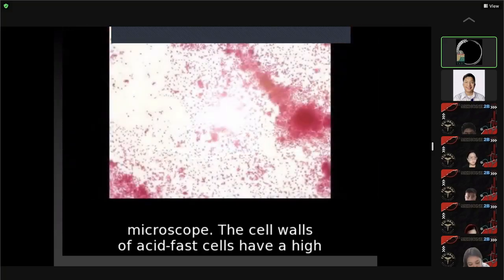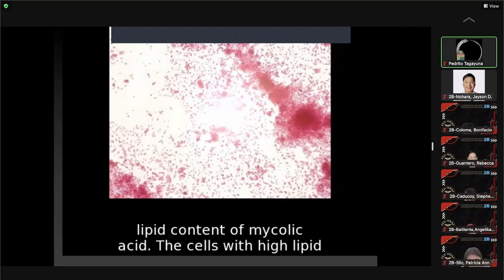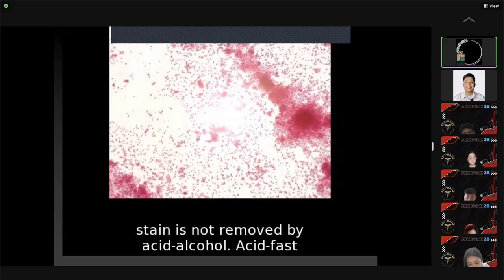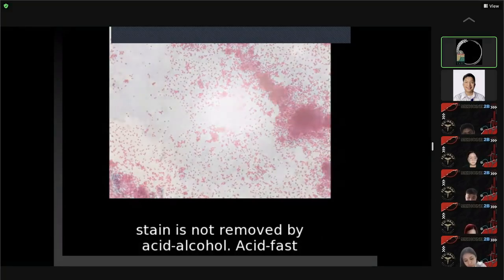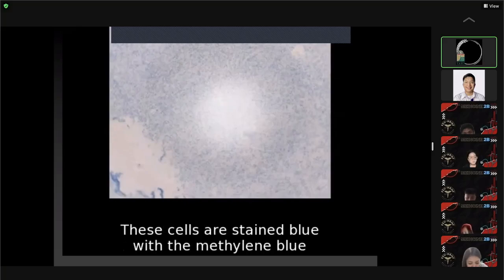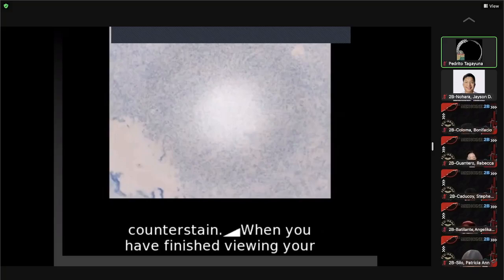The cell walls of acid-fast cells have a high lipid content of mycolic acid. The cells with high lipid content were stained red with carbolfuchsin, and the stain is not removed by acid alcohol. Acid-fast negative cells are decolorized by acid alcohol. These cells are stained blue with the methylene blue counterstain.